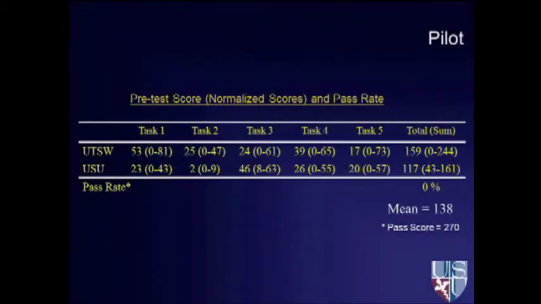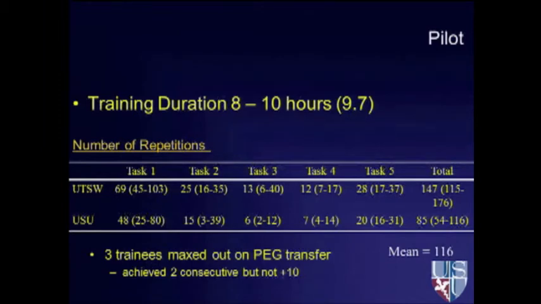So what we found is what you would expect of a well-validated assessment tool. Pre-test, none of the first and second year medical students passed, and they scored about half of what the passing score would be. They went through the curriculum, which took these complete novices somewhere between 8 and 10 hours. You can see a rough estimate of the number of trials, and you can see some of that variability presenting itself in terms of the haves and the have-nots. Some people taking 100 trials on the peg transfer versus 40, et cetera.